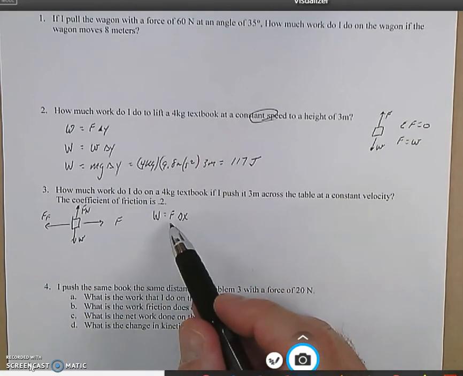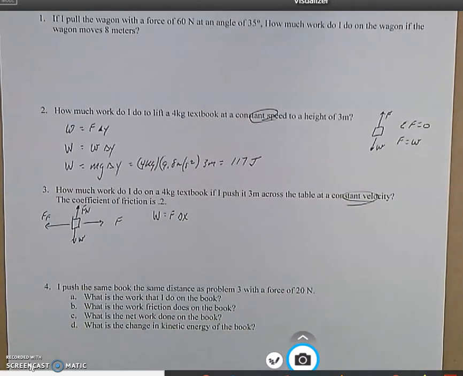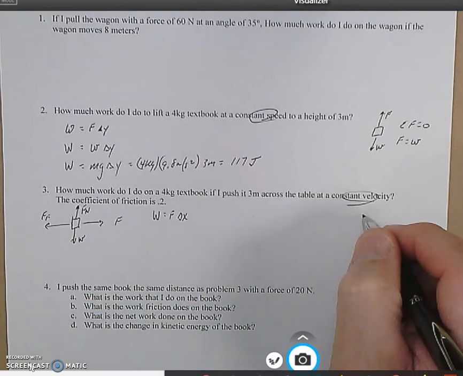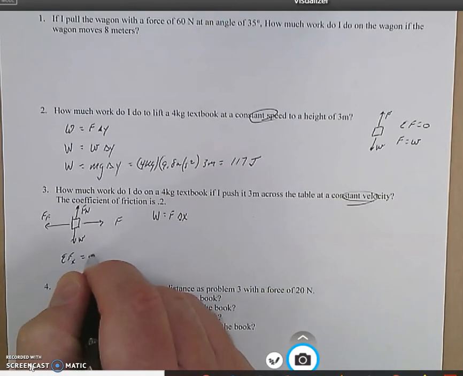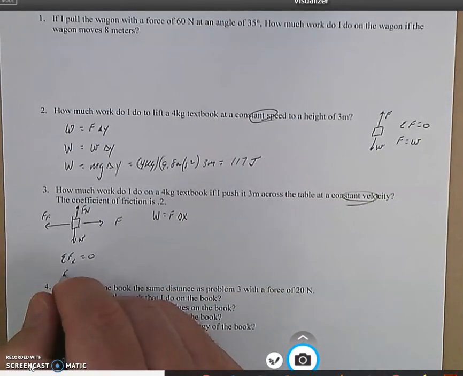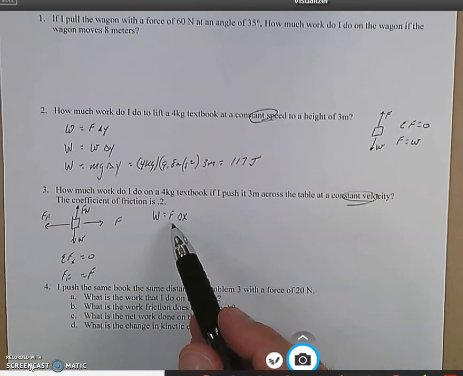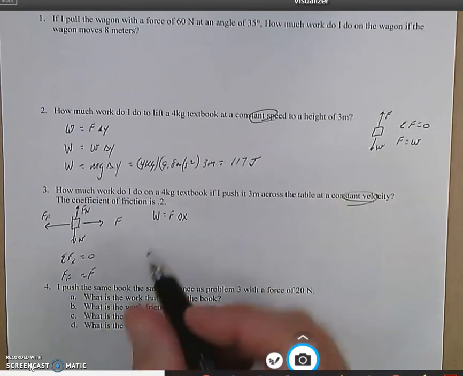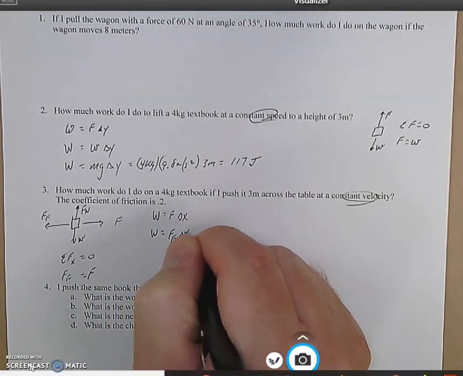Well, how much force do I exert? Again, there's no reference to that. But what there is reference to is the fact that I'm moving this thing across the table at a constant velocity, which tells us that the sum of the forces in the x must be 0. And that tells us that F_f is equal to F. So I don't have reference to what force I'm exerting, other than the fact that I know it's numerically equal to the friction force.